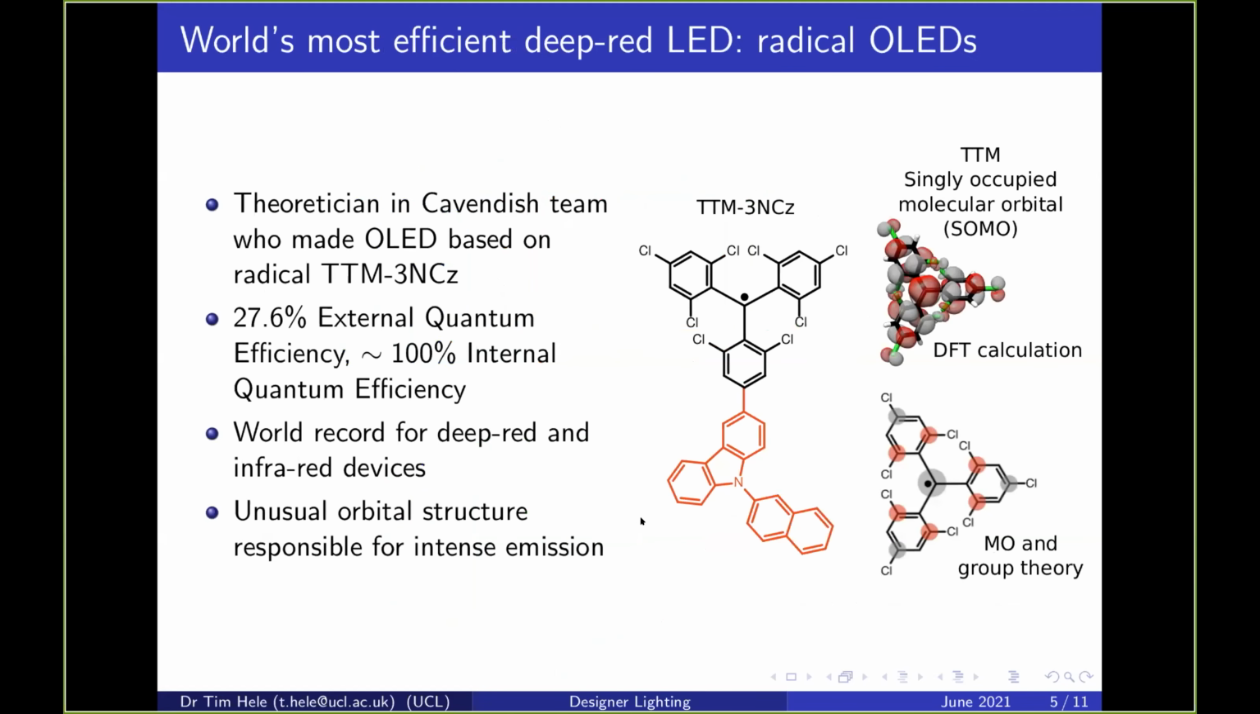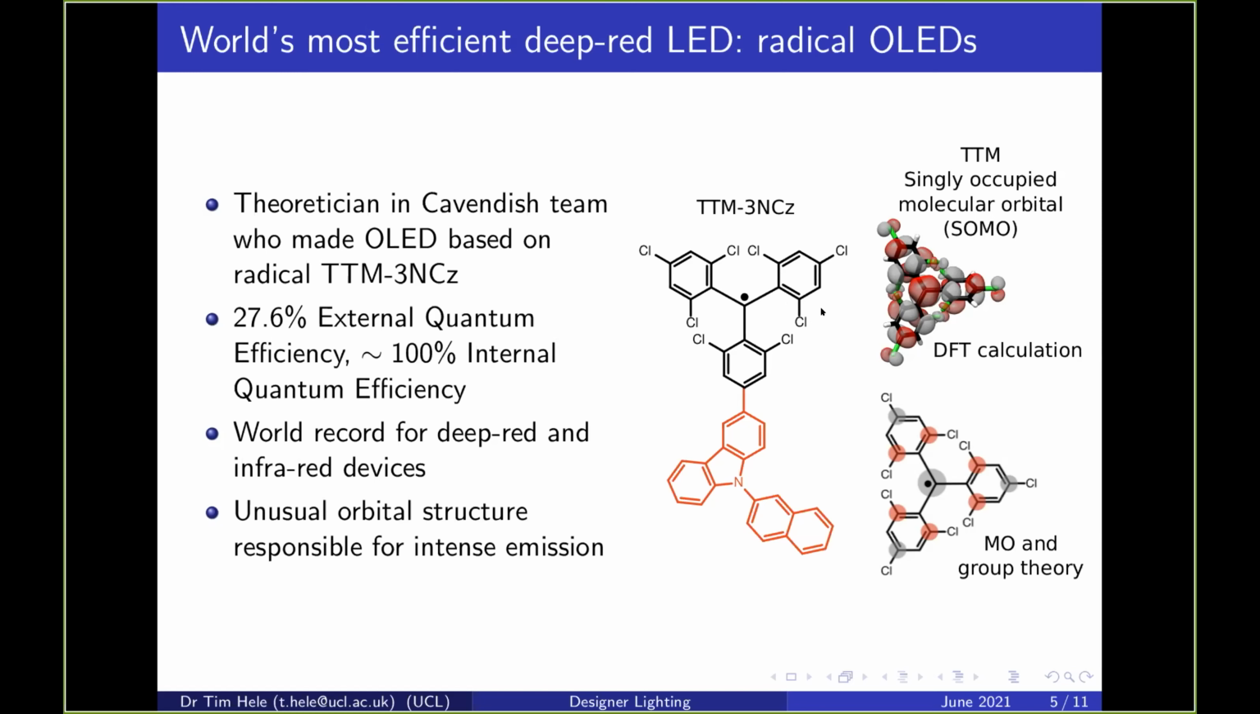So this is where me and my research come in. In 2018, I was part of a team in the Cavendish who made this molecule, TTM3NCZ, which you can see on the screen. And this is based on a triphenyl methyl structure with a carbonyl group and various other things on it. And the OLED made from this had 27.6% external quantum efficiency. And this was a world record for any type of OLED or LED in the deep red and infrared.